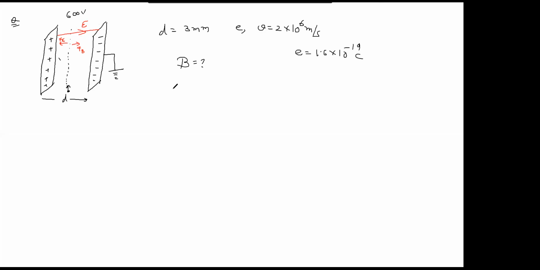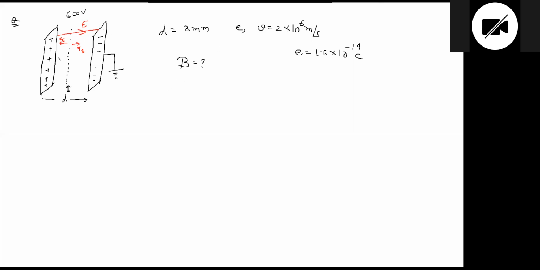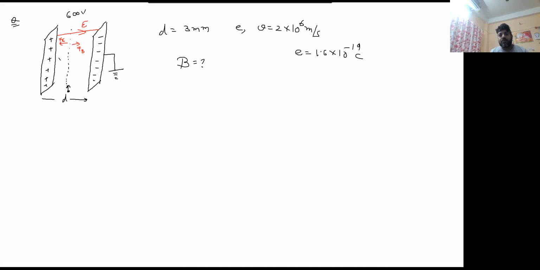So if we use Fleming's left hand rule, what happens? This one is the velocity, magnetic field is into the page, then the left one, and as this is a negative charge, so opposite. That means my magnetic field is cross. Yes or no?